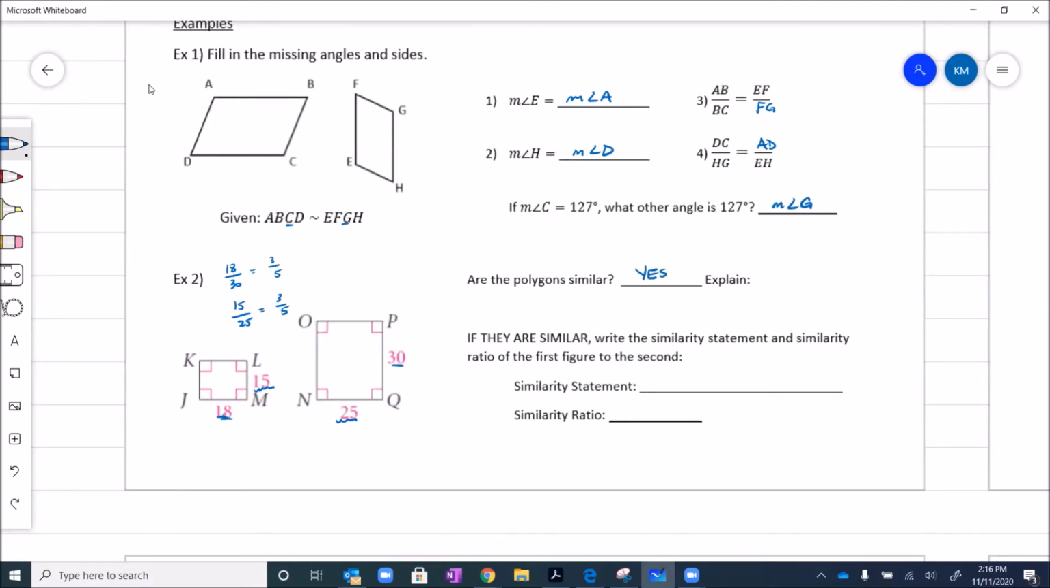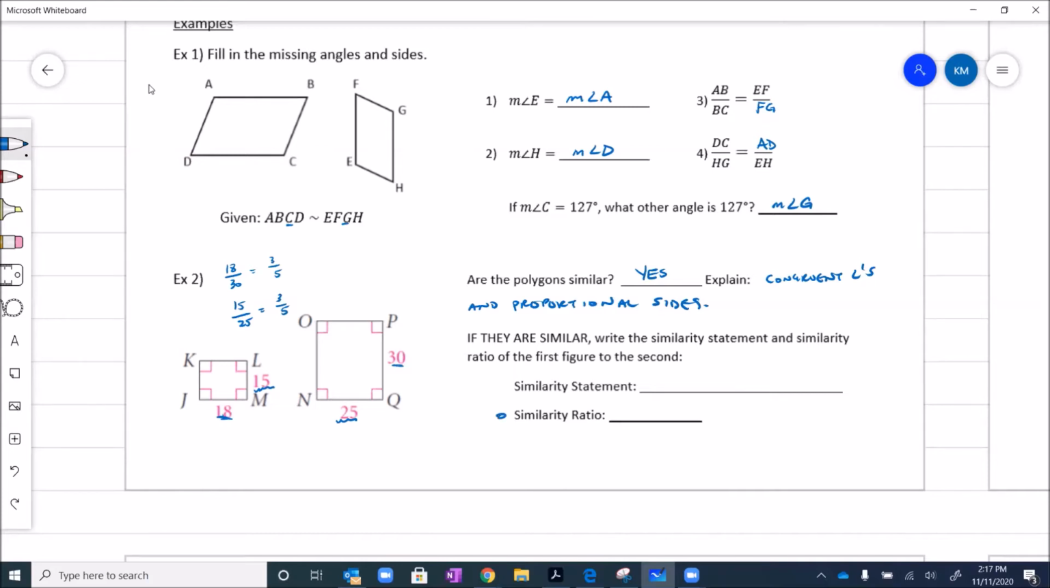Here's my explanation. What are the two things we need for similarity? Congruent angles, and we'll notice that both these are rectangles, all the angles are 90. Yes, we have congruent angles. And proportional sides. Because we have proportional sides, we'll be able to make a similarity ratio.